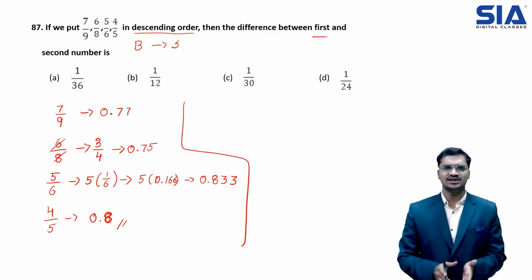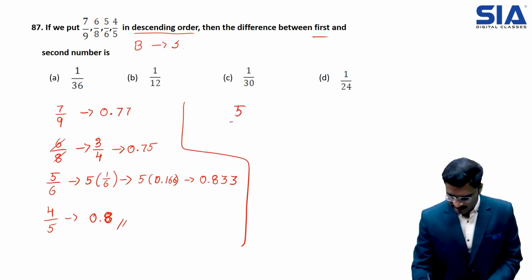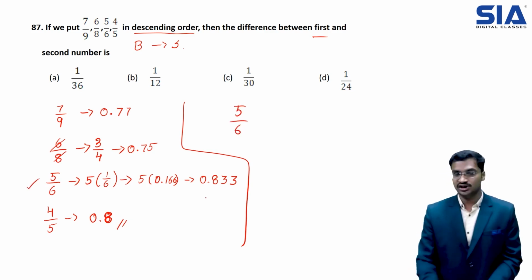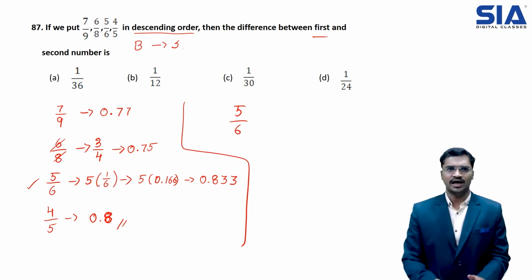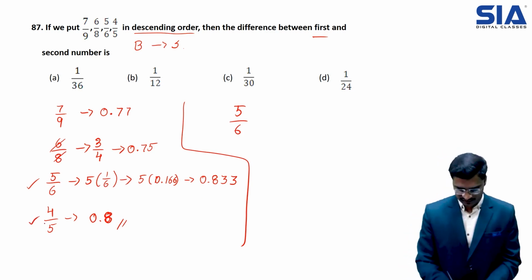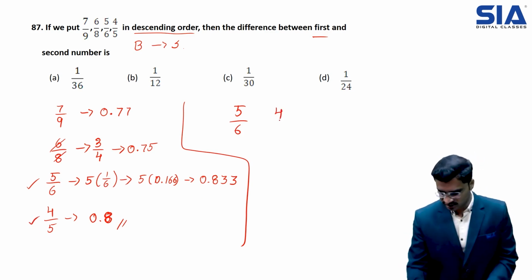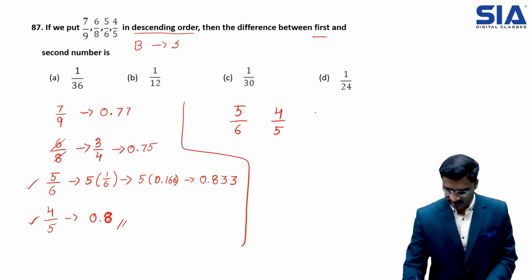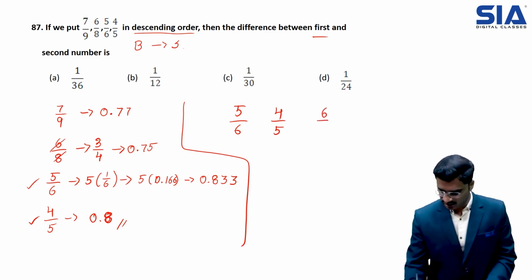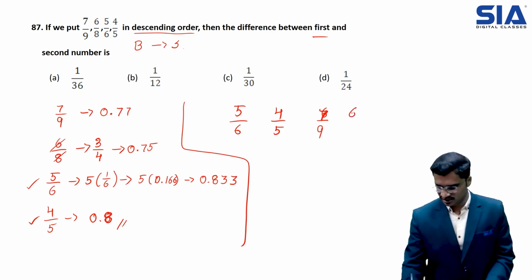Now I can easily say which of these fractions is biggest. 5 by 6 is the biggest fraction because it gives a decimal of 0.83, and the next bigger fraction is 4 by 5. So the second one is 4 by 5, the third one is 7 by 9, and the fourth, the smallest, is 6 by 8.